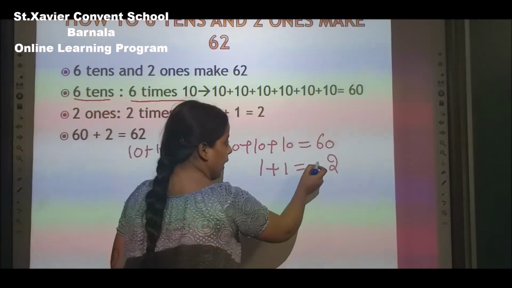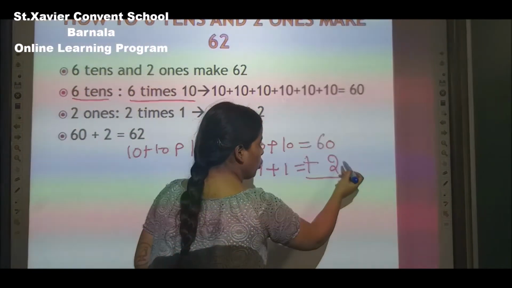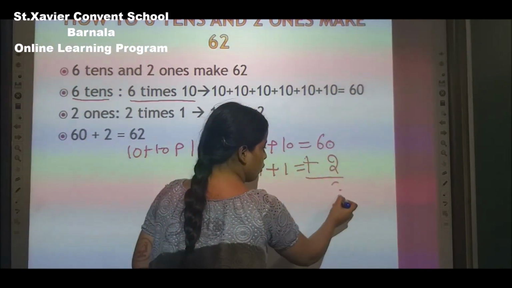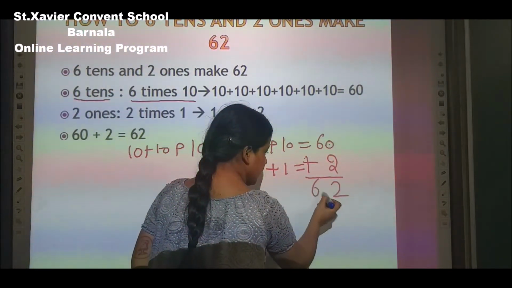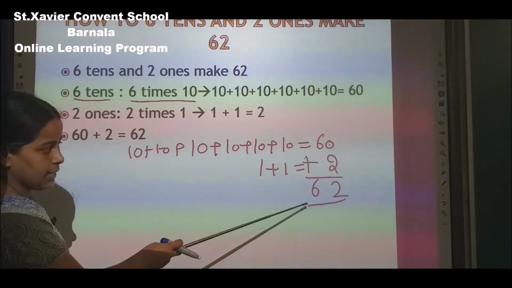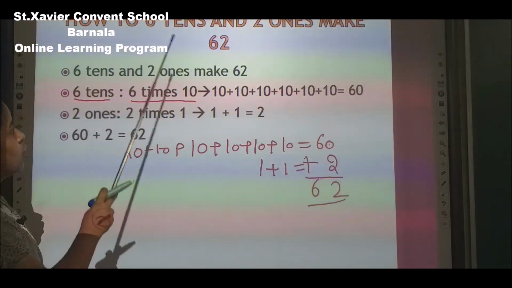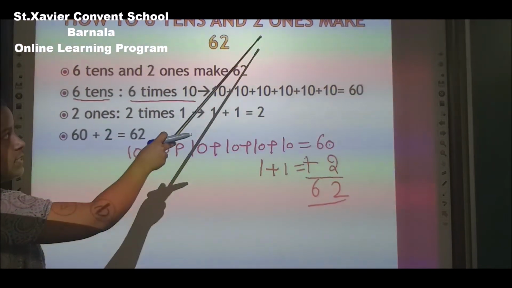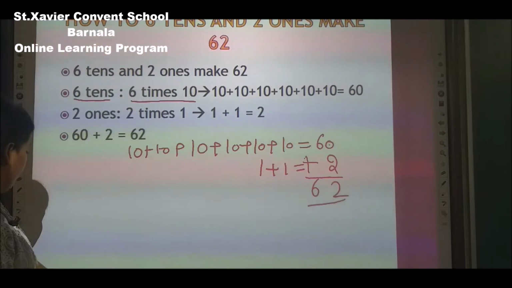After that, we add 60 and 2. 0 plus 2 is equal to 2 and 60. So, after adding 60 and 2, we get the answer 62. So, 6 tens and 2 ones is equal to 62.